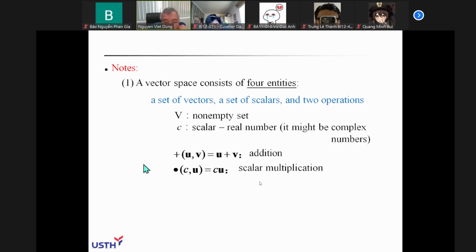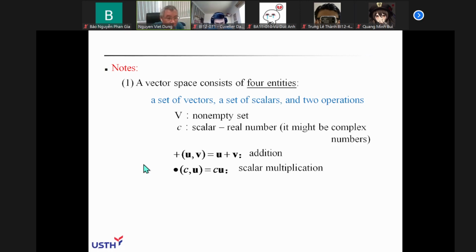And the second operation has the name scalar multiplication, usually denoted by a fat point like that. The operation on C and U is denoted by C times U, like that one. So that is the notation for us.